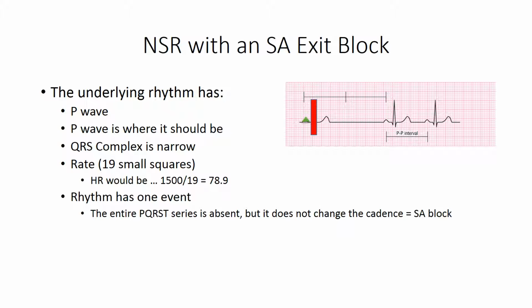But the rhythm is not 100% equal. We have an entire missing PQRST series that has exited, that is not available. So we call this rhythm a normal sinus rhythm with an SA exit block.